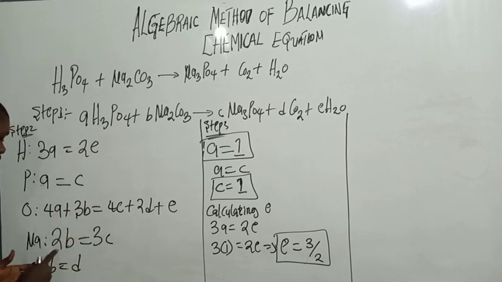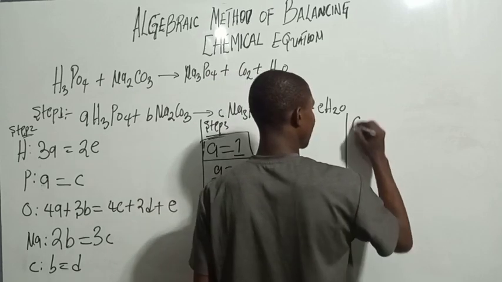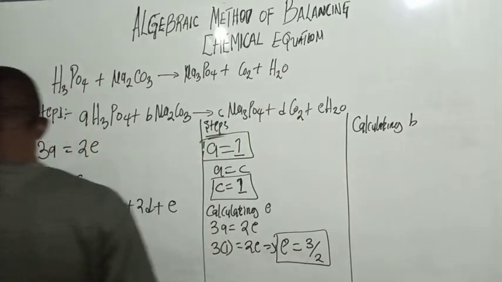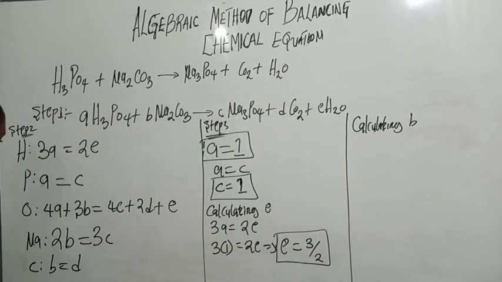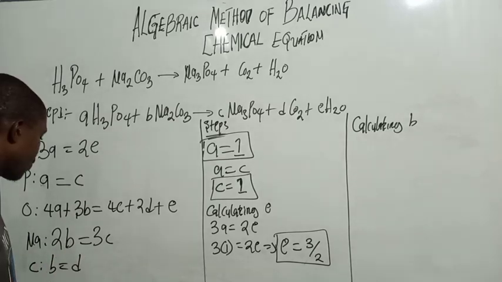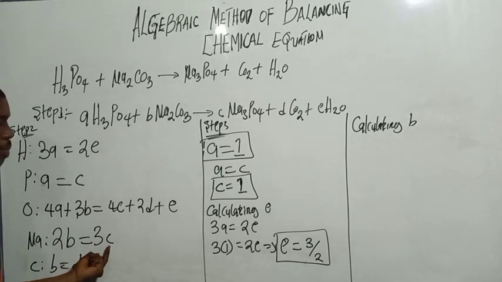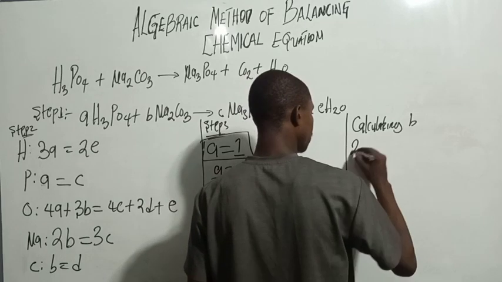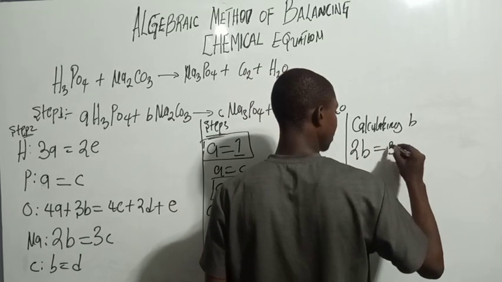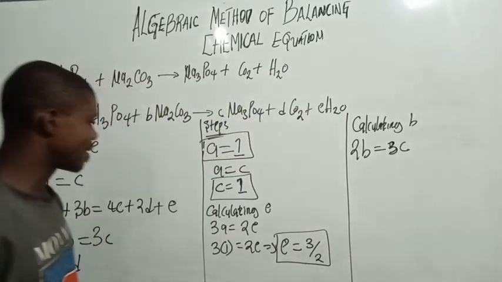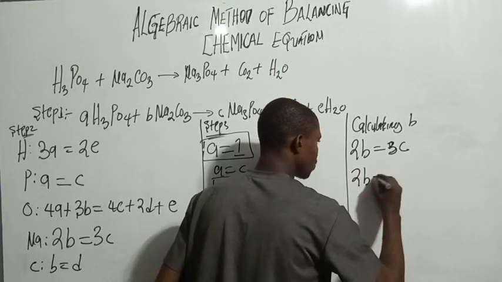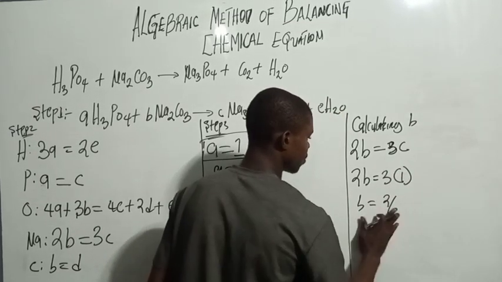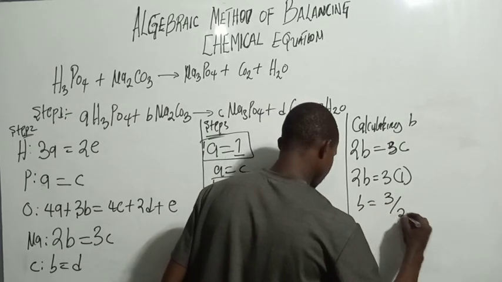So I'm calculating B. The main reason why I said calculating B is because here I have 2B equals 3C. I already know my C to be 1, so it's very easy for me to calculate B. So 2B equals 3C, my C is 1, so 2B equals 3. So B equals 3 over 2.